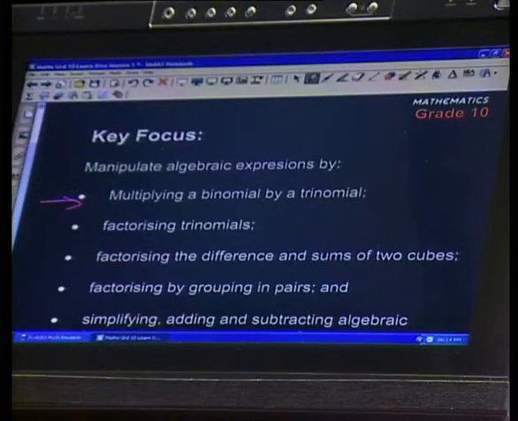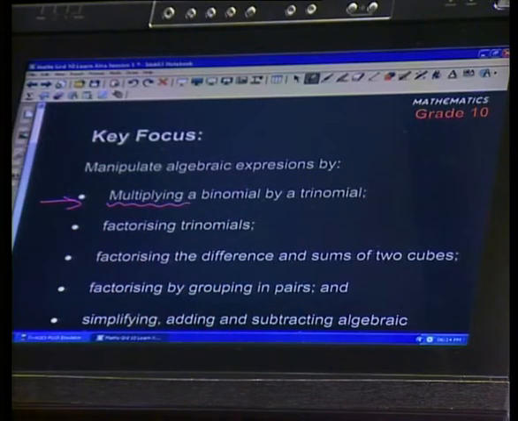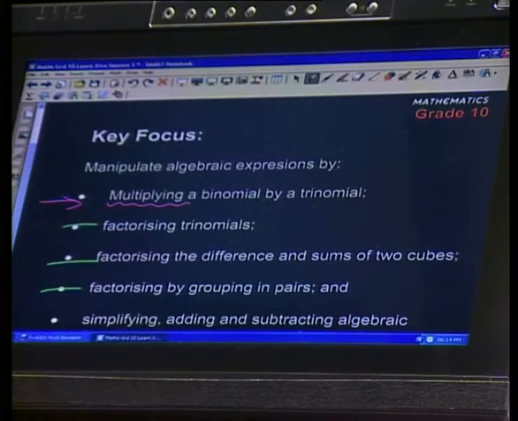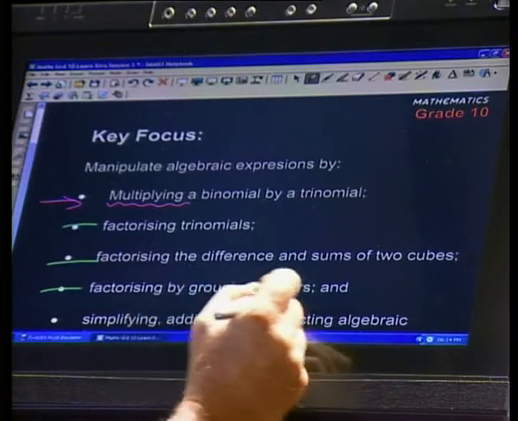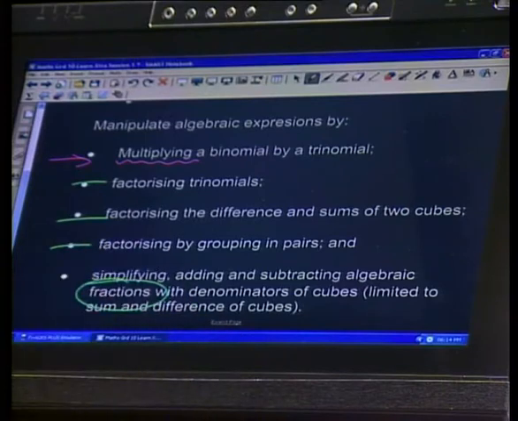Multiplying binomials by trinomials. So the first thing is multiplying out brackets. The next major focus that we're going to be doing is factorizing. 3 different kinds of factorizing: trinomials, looking for sum and difference of 2 cubes, and grouping. We're also going to be looking at fractions and how we deal with fractions. Also within this, we're going to have to be doing sum and difference of 2 cubes, the factorization of that. That's new in the syllabus, new in the CAPS document. It was there a couple hundred years ago, but it's come back in and it's really useful.